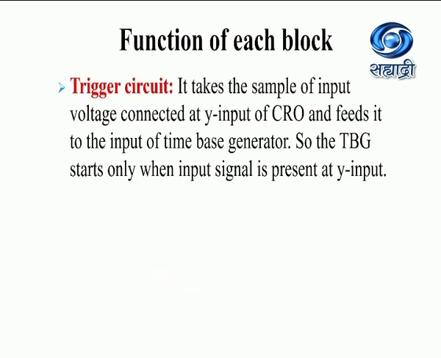After that, in the horizontal section, we have trigger circuits. So it takes the sample of input voltage connected at Y input of CRO, and it feeds it to the input of time-base generator. So the time-base generator starts only when input signal is present at Y input. So basically it will take a sample of the attenuator and it will start the time-base generator circuit.